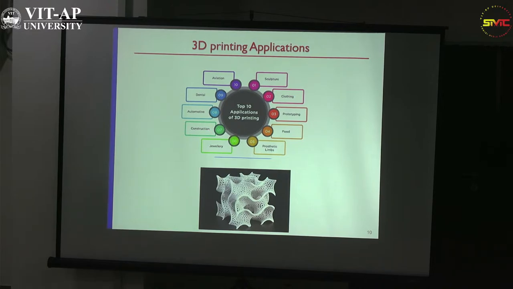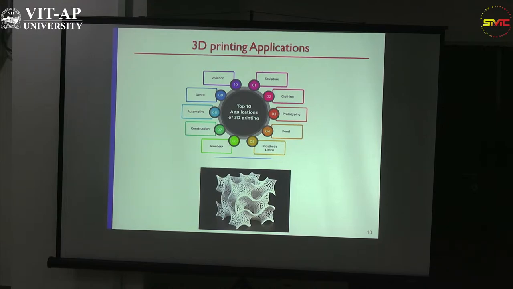In the initial stages of 3D printing or additive manufacturing, they used this technique only for prototype manufacturing. Suppose I come up with a new product. I can't directly go to market and build 1,000 or 10,000 of those elements. First I have to build one prototype. It can be tested, and if it satisfies my requirements, then I can go for mass production. For that reason, 3D printing initially had the name rapid prototyping. From prototyping, nowadays dental, aviation, aerospace, medical, everywhere we are using 3D printing applications.